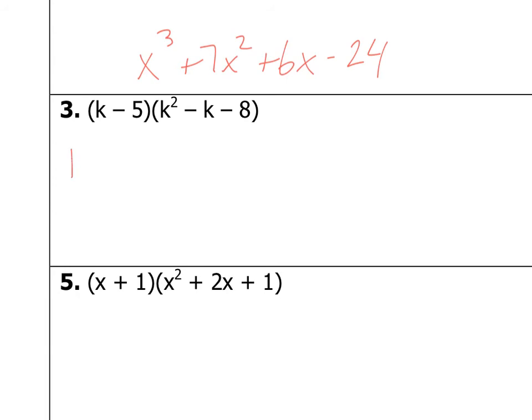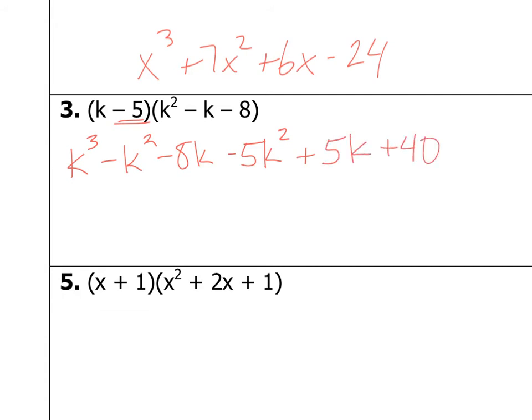Again, take k, multiply it into all your terms. K cubed minus k squared minus 8k. Now take negative 5. Negative 5k squared plus 5k plus 40. Again, write your answer in standard form. Highest exponent gets to go first. Minus 6k squared minus 3k and plus 40.